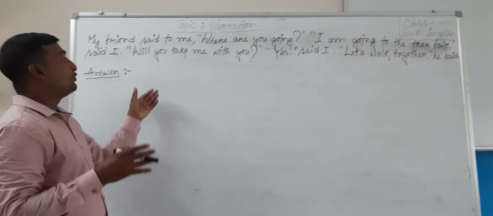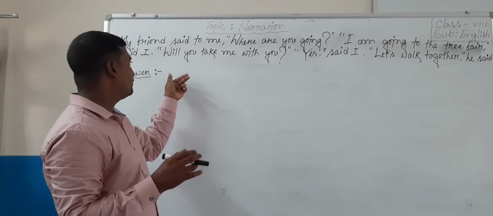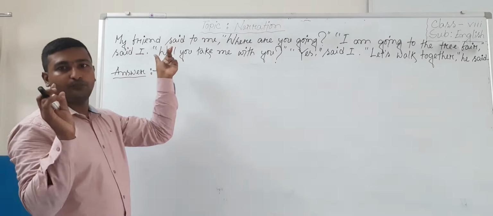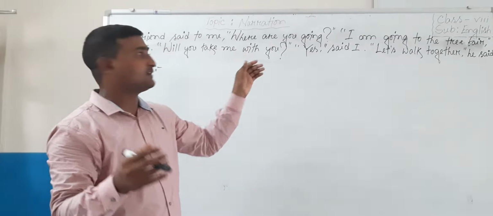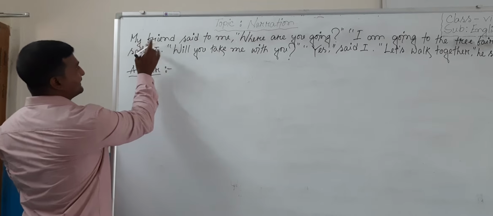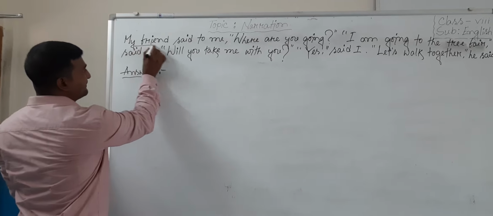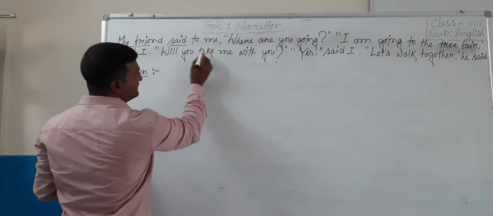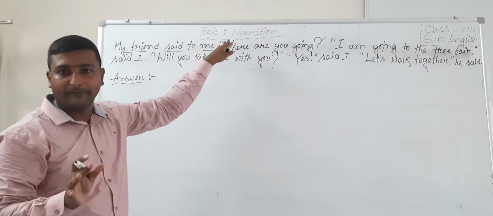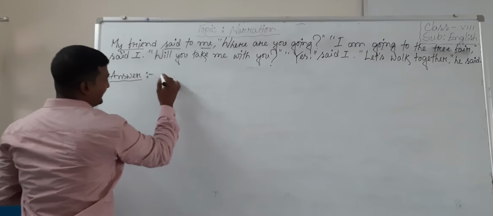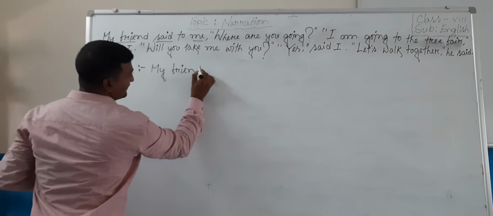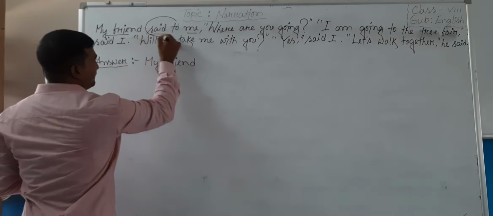Now, dear students, which part will be written first? We have to write the reporting verb part first. Then we have to work with the reported speech. Now, I am writing here in the reporting verb where the subject is my friend, the verb is said and the object is me. My friend is talking with me. Now I am writing the subject, my friend. There is a verb, said to.